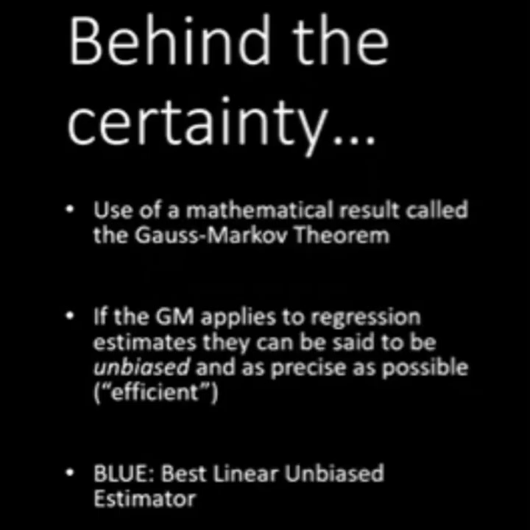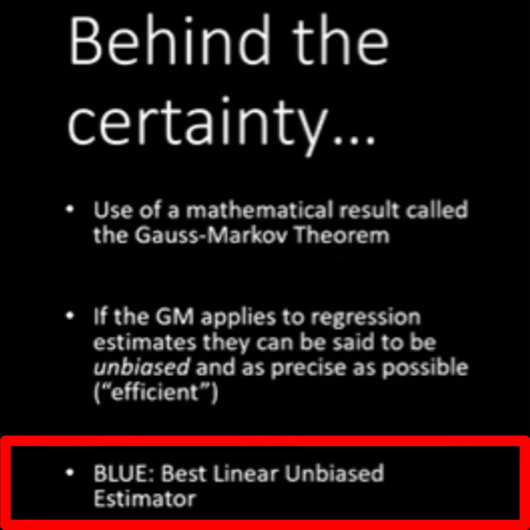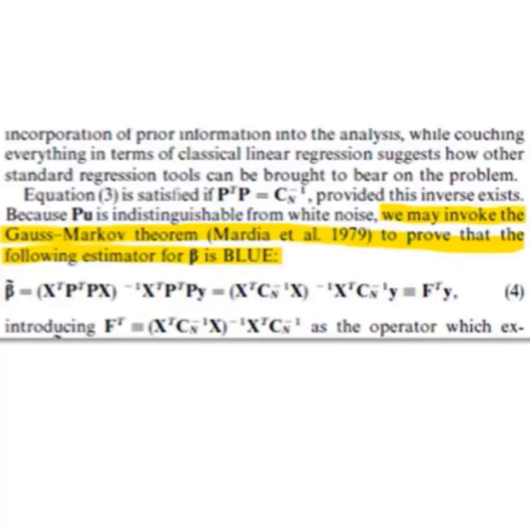In regression analysis, there's a very important result called the Gauss-Markov theorem. And when the Gauss-Markov theorem applies, your regression model is said to yield what are called BLUE estimates, meaning best linear unbiased estimator, BLUE for short. So Allen and Tett set up this regression model, and they said they can invoke the Gauss-Markov theorem to prove that their estimator is BLUE: linear, unbiased, and efficient.